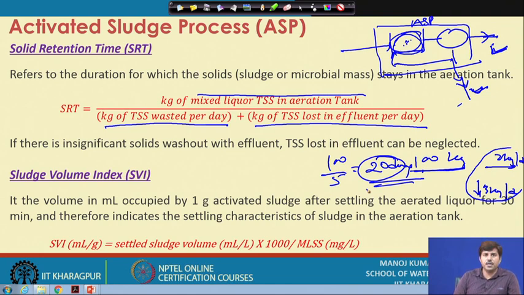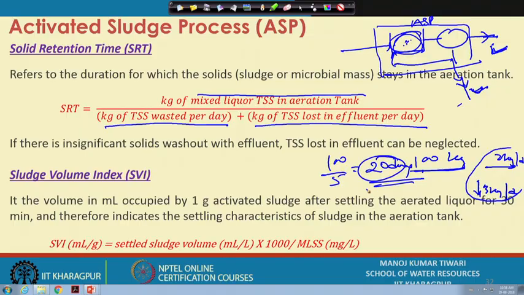There is another term, which is MCRT, mean cell residence time, which is a similar term in fact. But SRT is normally for the total solids present in the system, whereas MCRT, or mean cell retention time, is specifically for microorganisms. So, they are measured in a similar way. The only difference in MCRT is that we do not consider TSS, but we take VSS or MLVSS here. So, instead of considering the total solids, we consider just the mixed liquor volatile suspended solids or the volatile suspended solids, which are a more appropriate indicator for the biomass. So, that gives us the mean cell retention time.